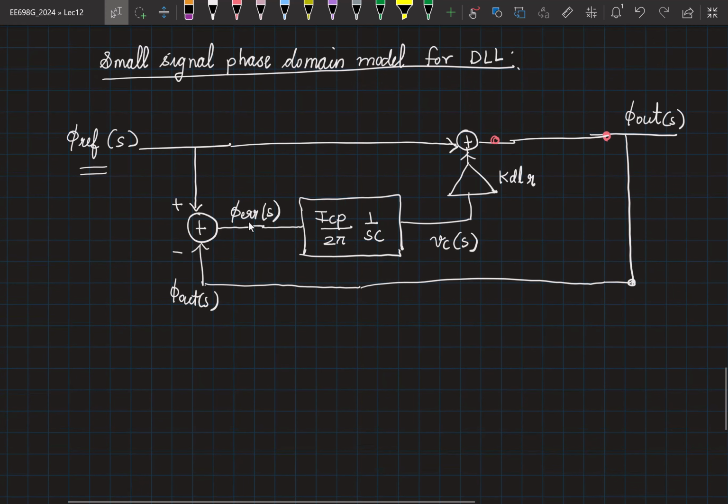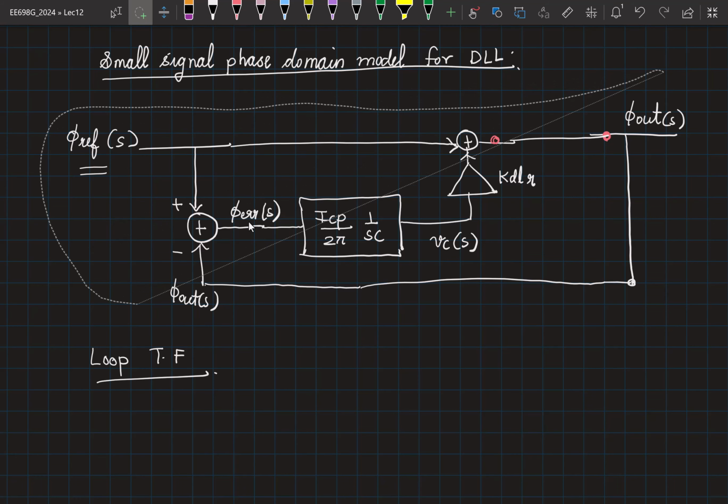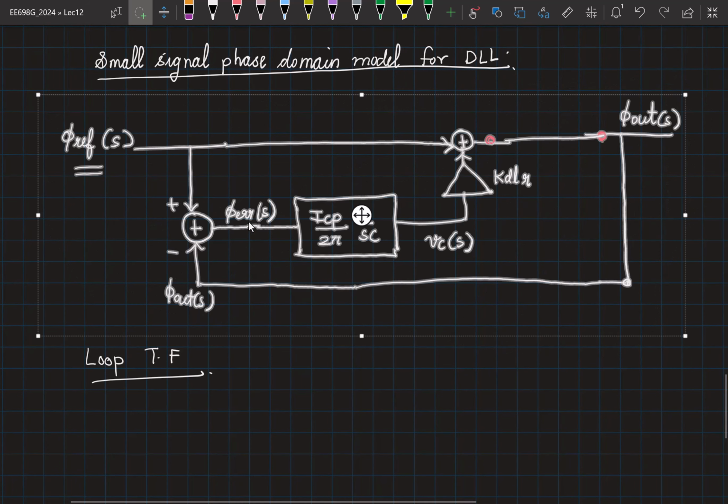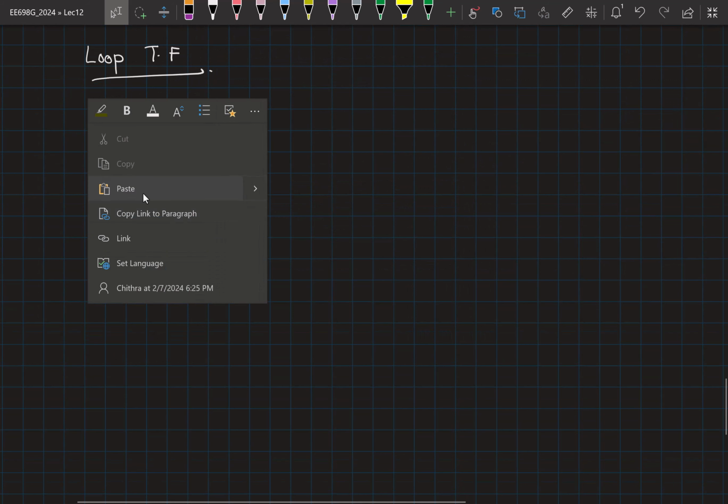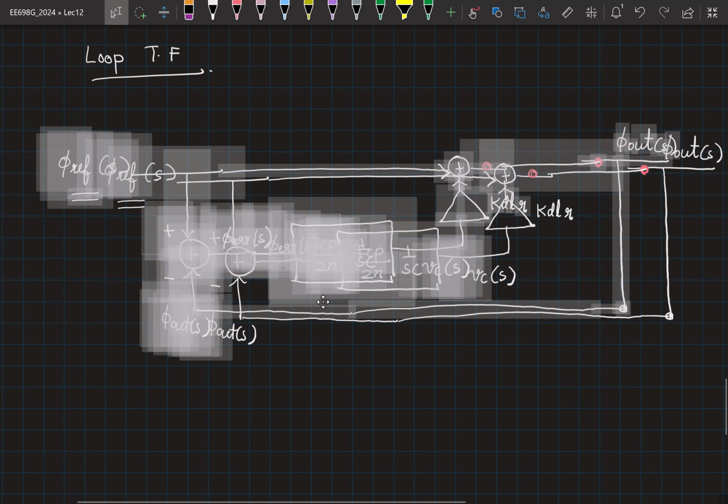Okay, so we have a nice feedback loop in front of us. Anytime we see a loop like this, what is our first reaction? Break the loop, find out the loop transfer function. So please calculate the loop transfer function. To calculate that, I have to de-energize any independent sources. So what is the independent source here? Phi-ref. So de-energize it, so it goes to 0.